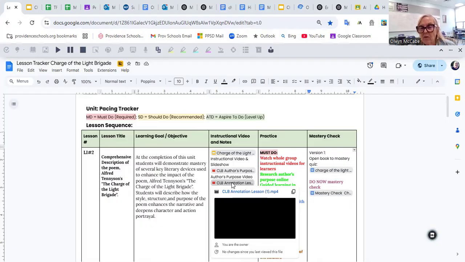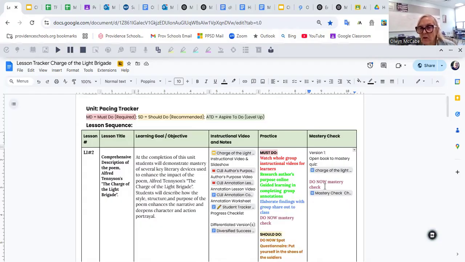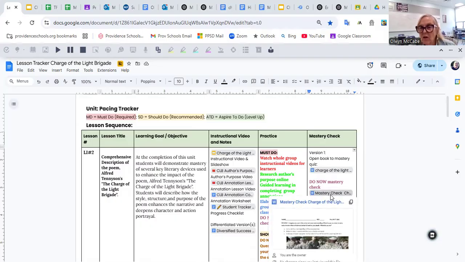Here, the second thing I have them do is, after they have watched the video about the author's purpose, they go over here under mastery checks, and they do a Do Now mastery check. That mastery check asks a question: if you were in the Army and the commanding officer gave you a wrong order, what would you do? Would you obey the order? Would you ask the commanding officer questions, or would you outright refuse to obey the order? So the students answer that question, and that's part of their mastery check.